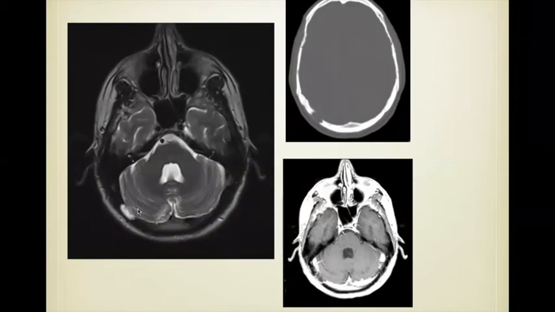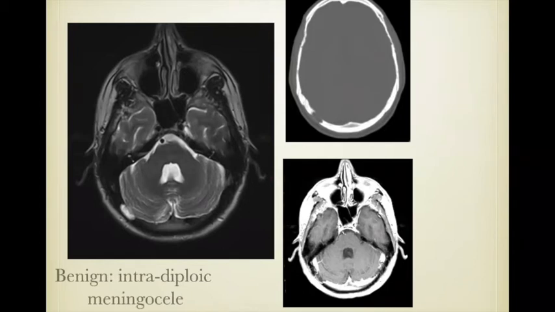So the possibilities here is this can be an intradiploic meningocele, which I think this probably is because there's no enhancement in it, or this could be an arachnoid granulation. But in either event, this is a benign lesion and is one of the many holes in the head that you'll see in the region of the occipital bones that is benign. Again, I don't think it's reasonable to start with the diagnosis of metastatic disease.